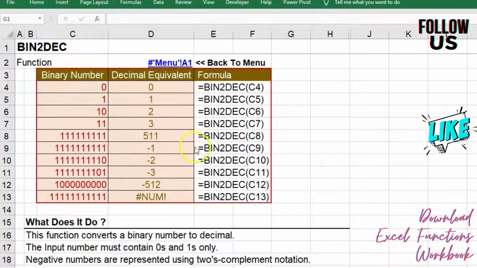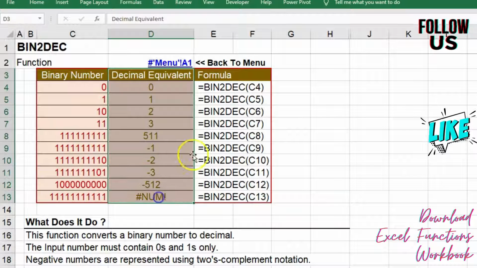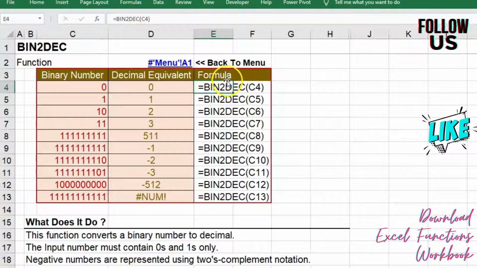Now, this table contains some binary numbers and the decimal equivalent. And this is the formula generating this decimal equivalent. So binary numbers contain zeros and ones only. So it's 0. If you have 0 here and you put your BIN2DEC formula and refer to C4, you have your decimal equivalent, which is 1.